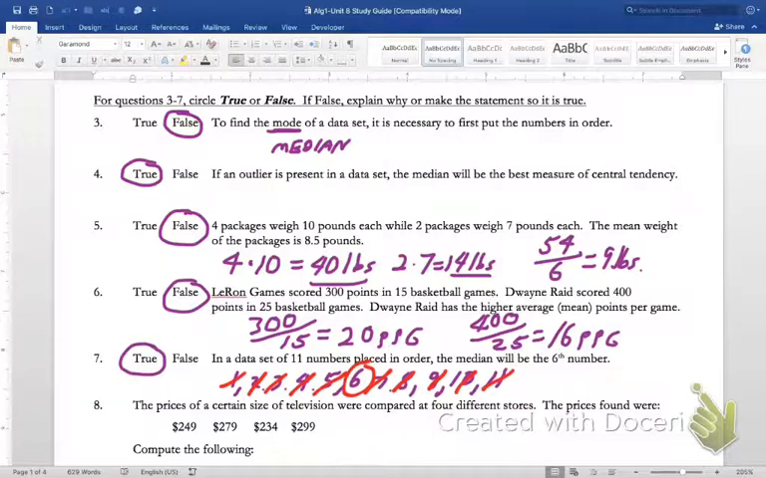So is there a better way to get this? Well, yeah, there is. What I could do is take the number of data pieces I have, 11, add 1 to it, and divide by 2, and that gives me 6. Does that work every time? Yeah, it does.